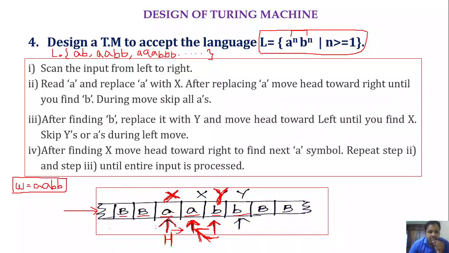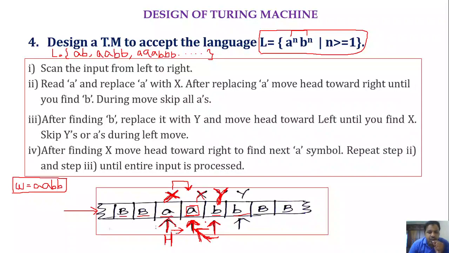So this is the first stage that we have already seen. Once we get x, we have to keep that x as it is and move the head towards the right. When we move the head towards the right, we find this a symbol. Once we get this a symbol, we replace that a with x and move the head towards the right in search of the input symbol b.